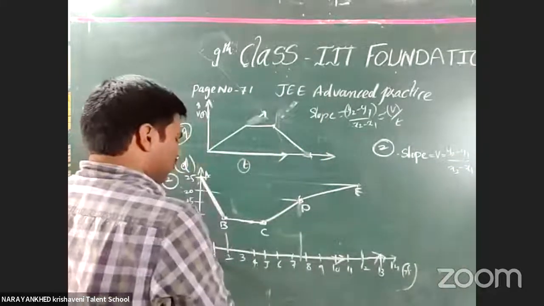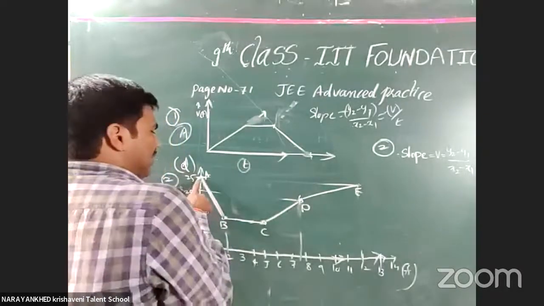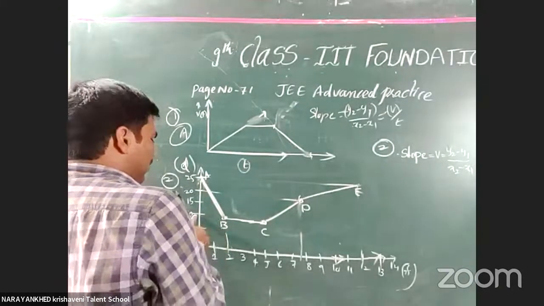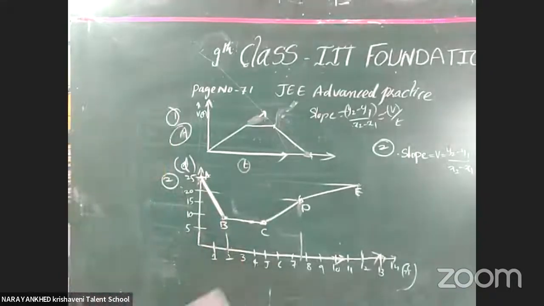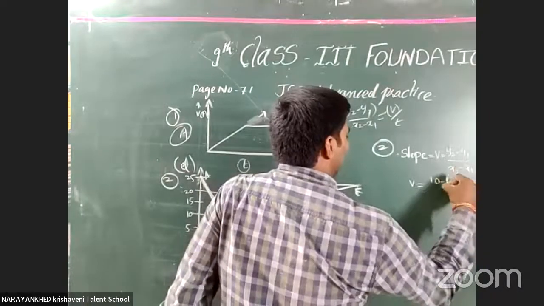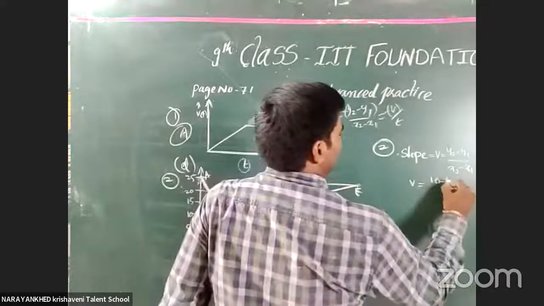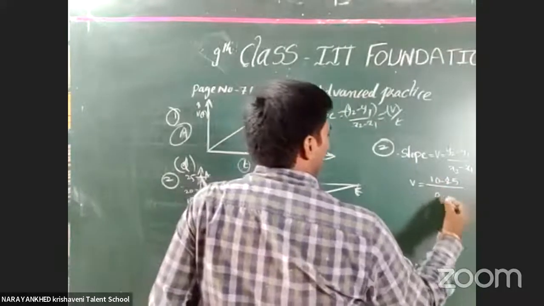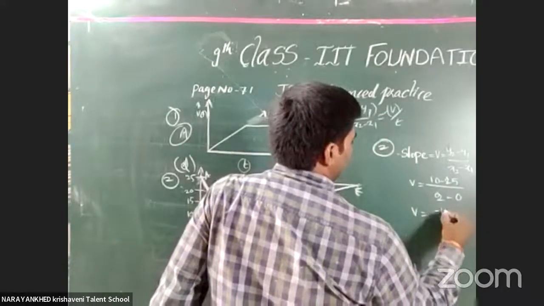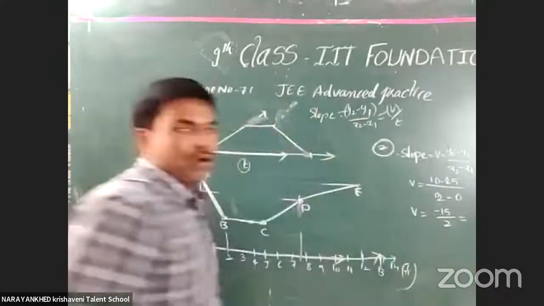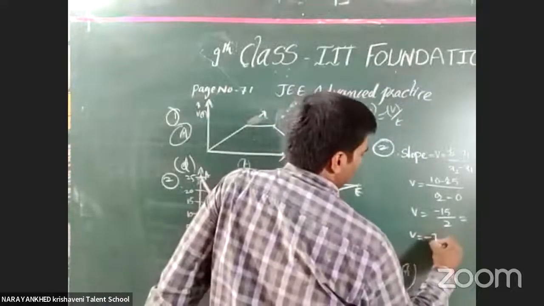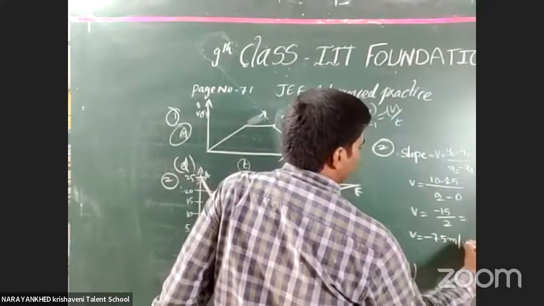Here, what is the x1? 0. What is the x2? 2. And what is the y1 here? Y1 is here 25, and y2 is 10 only. Y2 is 10 here. So 10 minus 25 by 2 minus 0, which equals minus 15 by 2. Got it or not? Now the answer is minus 7.5 meter per second.